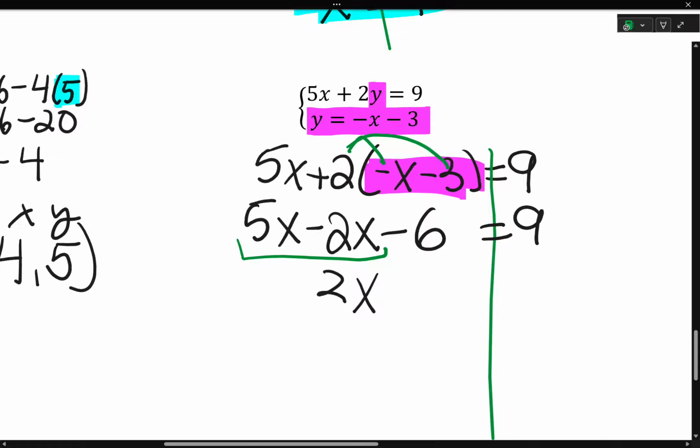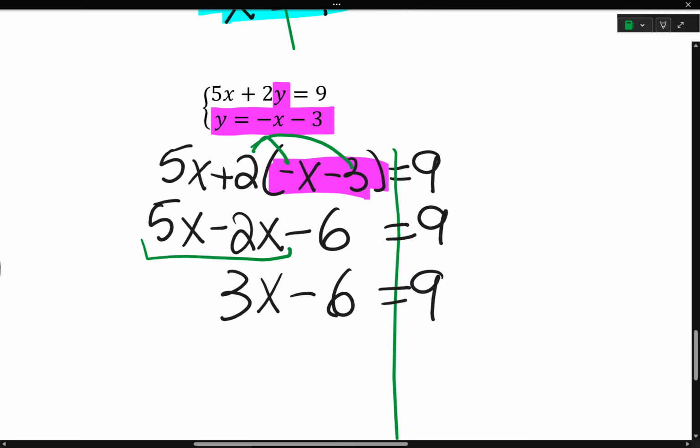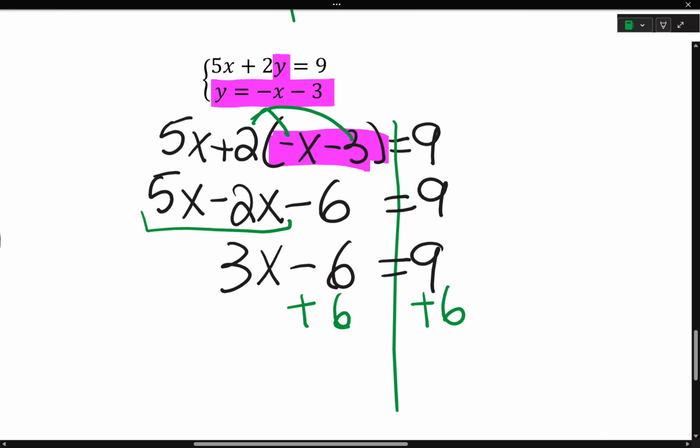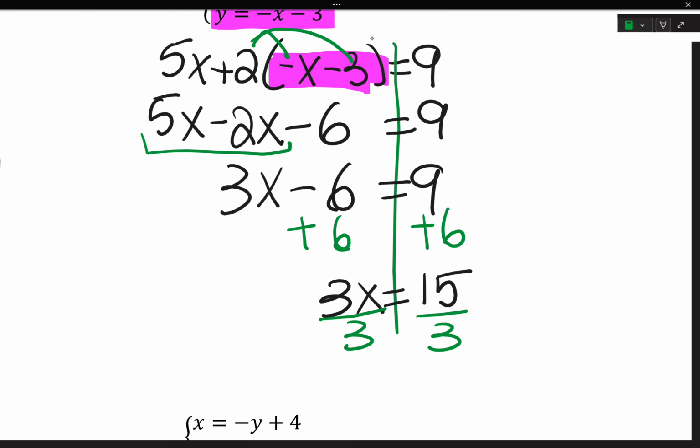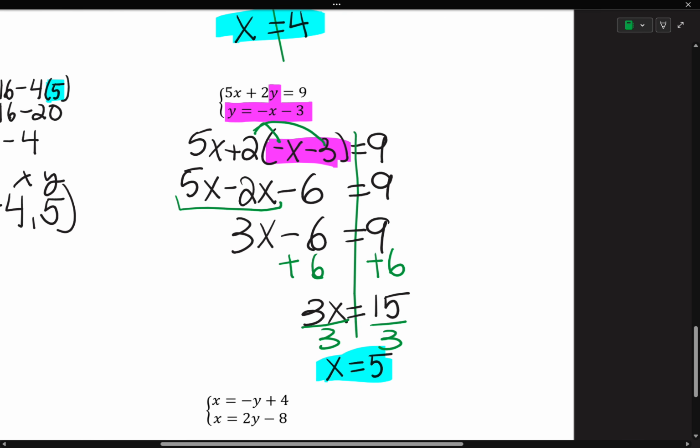Let's combine the x's. 5x's minus 2x's is 3x's. Everything else stays the same. Let's add 6 to both sides. 3x equals 15. And then divide by 3. X equals 5. Great. Now that we have x, let's find y by plugging it into this equation.